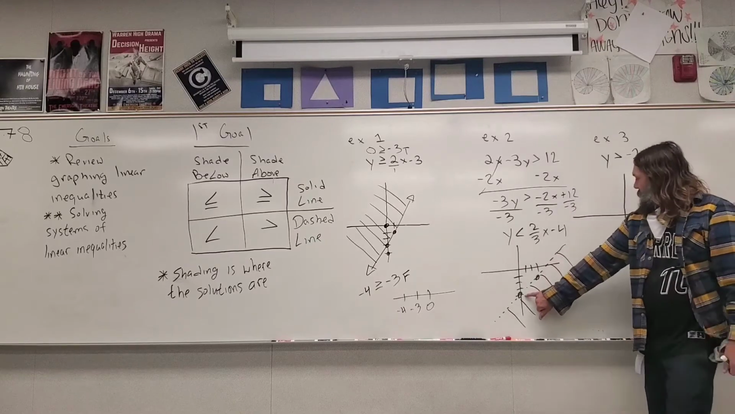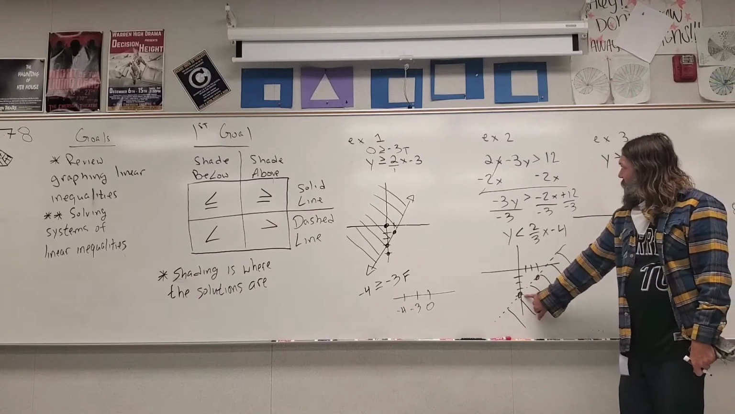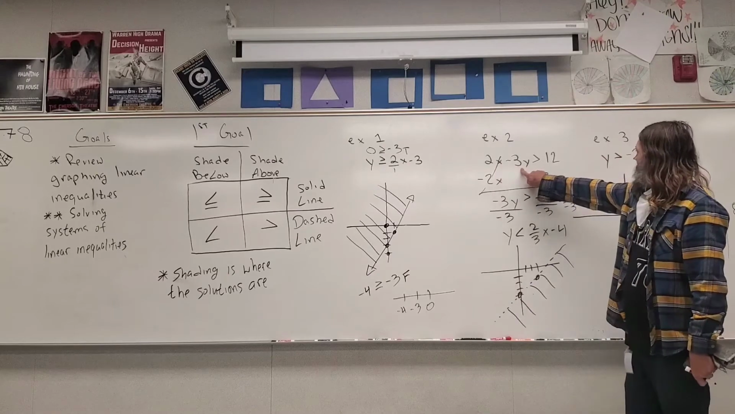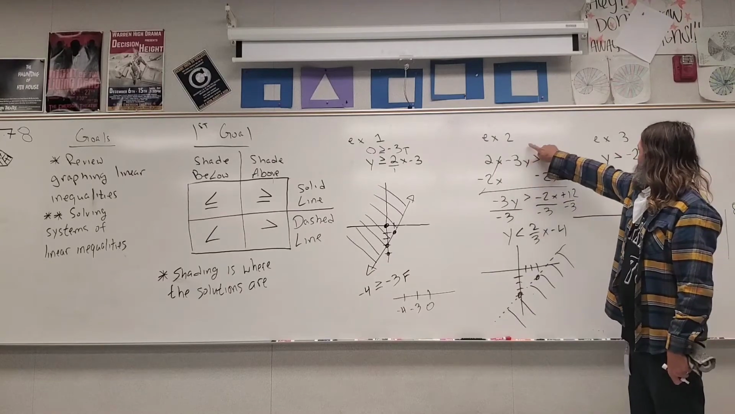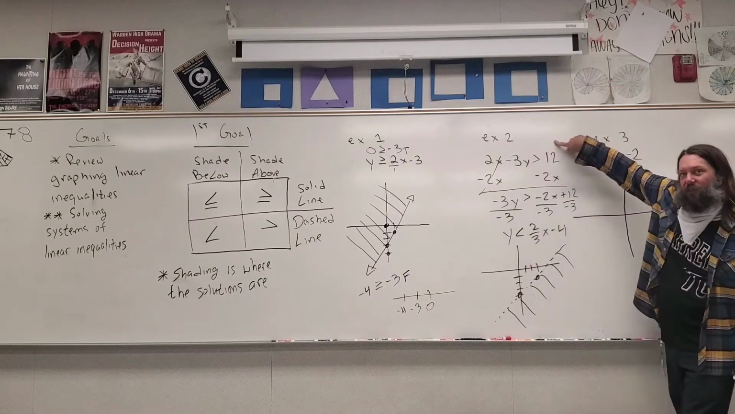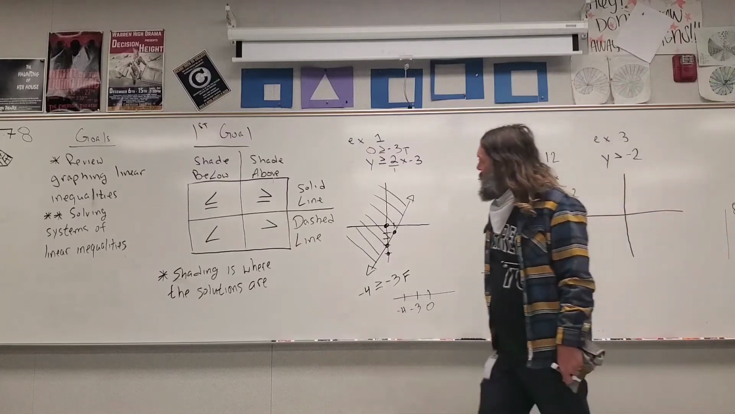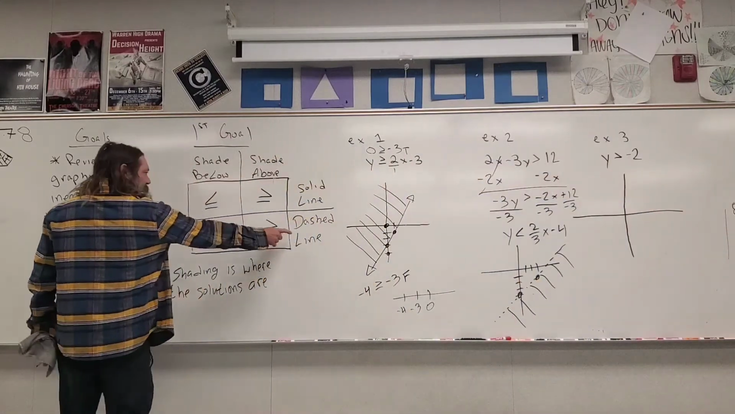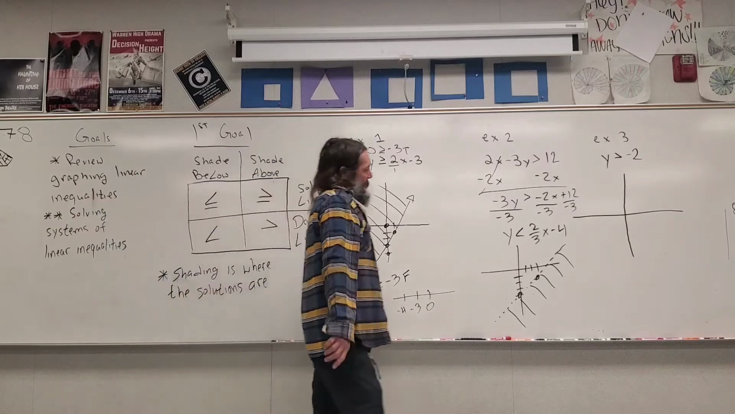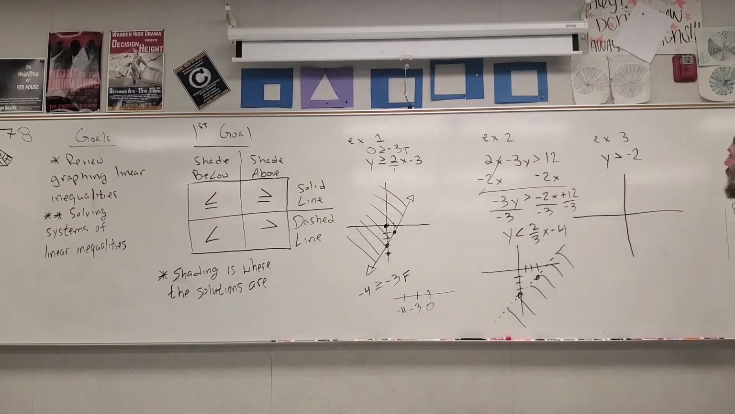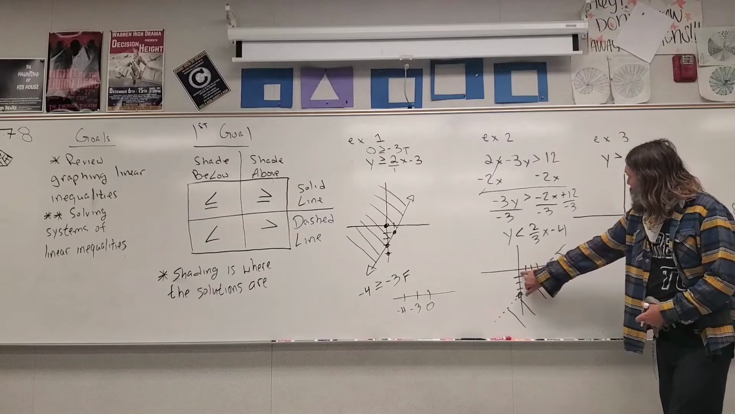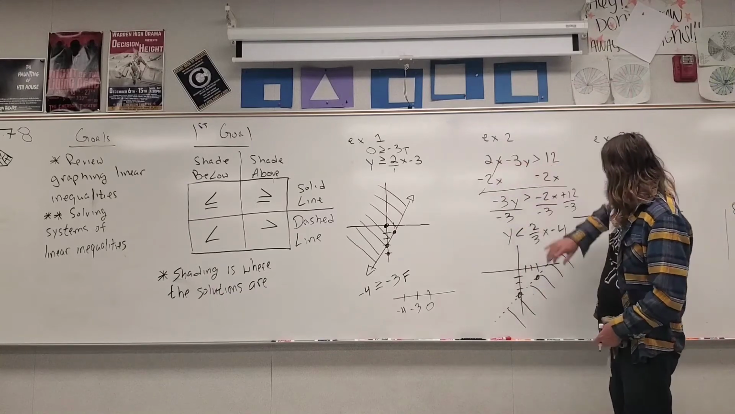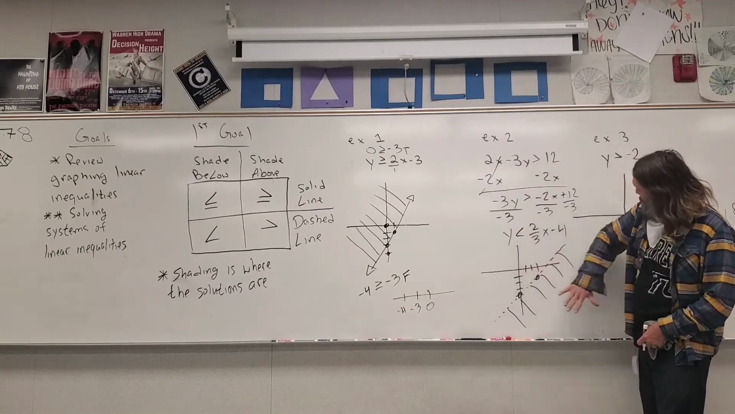Now if I was to plug in the point 0, -4, that means that I get 12 is greater than 12. 12 is not greater than 12. That's false. And that's false because solutions are not on dashed lines. Right? So let's move on to the last one. Before I do, if I plug in 0, 0, I get 0 is greater than 12. That's false. So again, the solutions are in the shading.